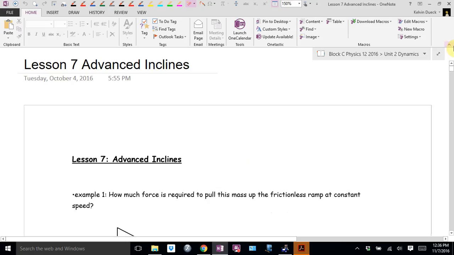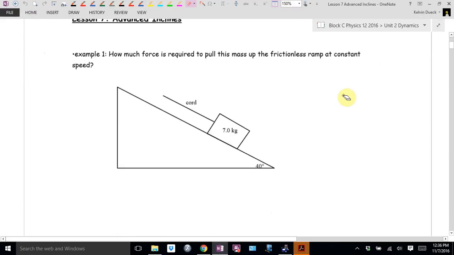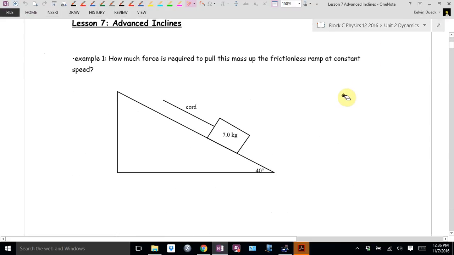I called this advanced inclines. Combining stuff. So example 1. How much force is required to pull this mass up the frictionless ramp at a constant speed? There's a 2-word phrase that's the key to doing this question. What's the 2-word phrase that makes this question way easier?